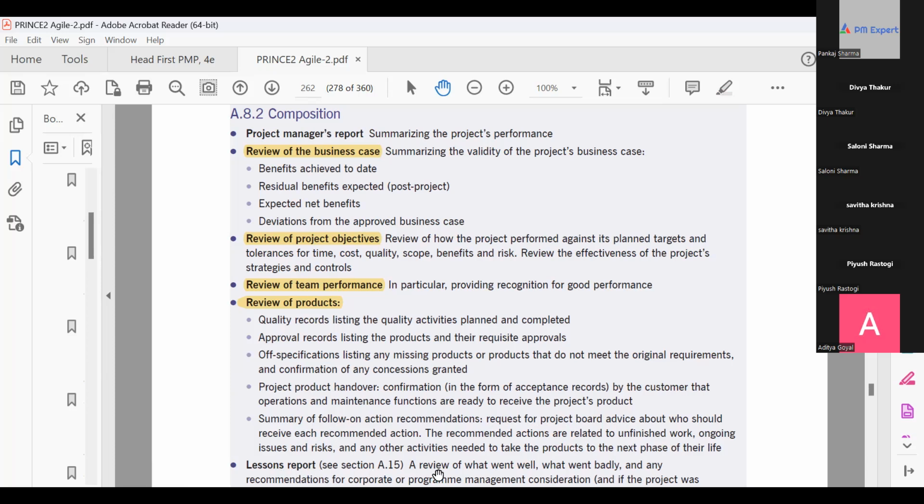What we have learned, what went well, what went wrong, what should we do more, what should we do less, right? This should also be part of the lessons report. Yes, best practices also should be stated. So that can go as part of learning: what went well, what went wrong, and based on that, what should we do more, less, or differently.